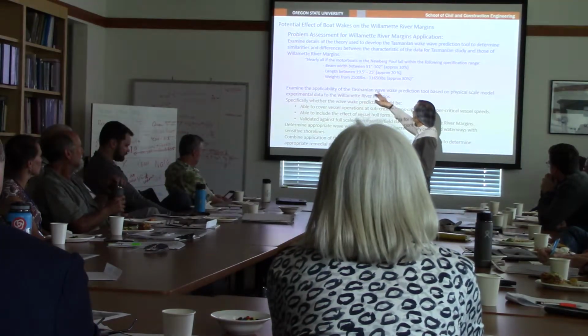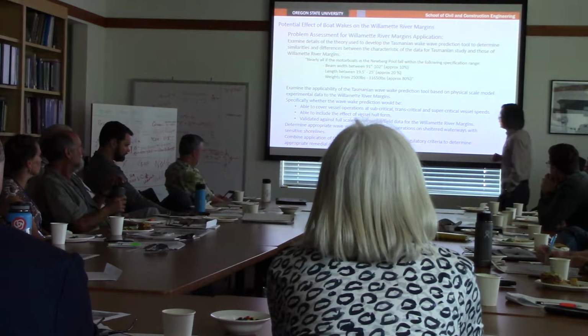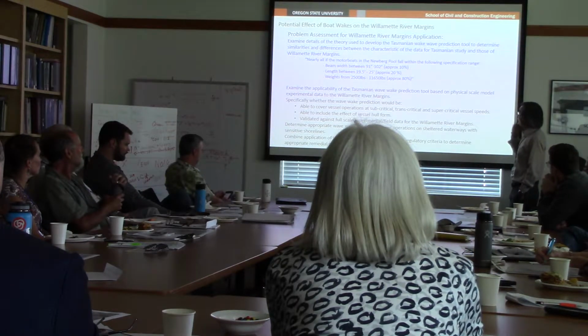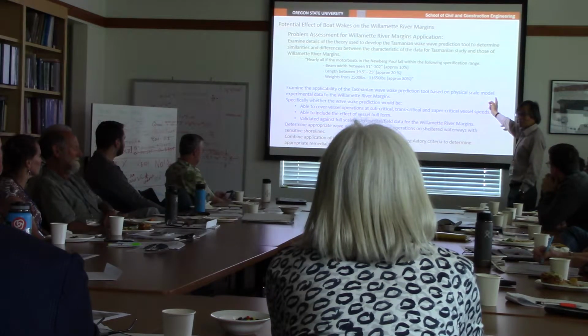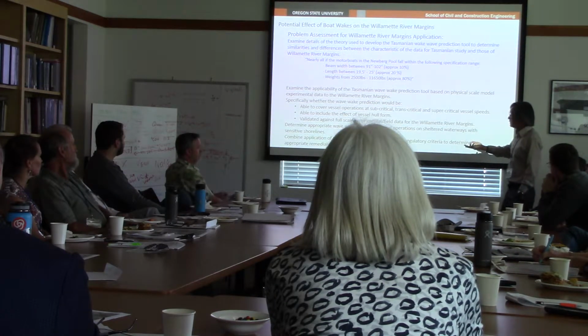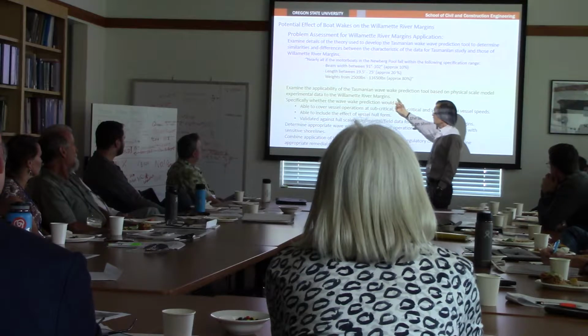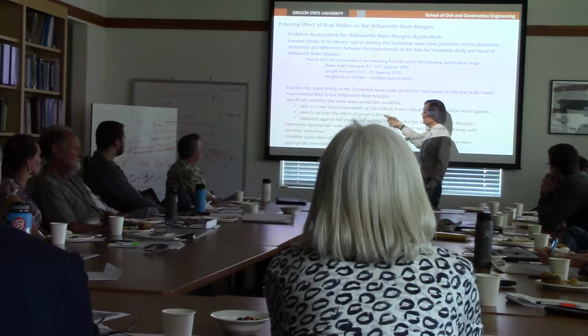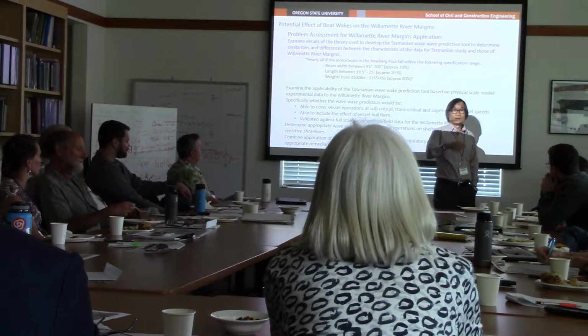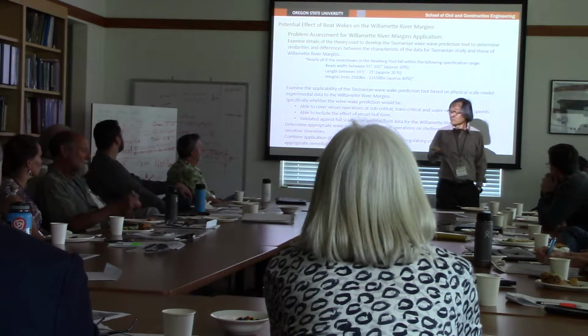The Tasmanian wake prediction model. What data did they use? We need to dig into the detail and see how well it fits ours. What they were able to do, would they be able to do the same for the Willamette River margin?